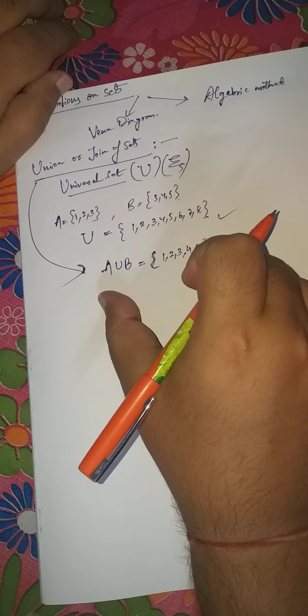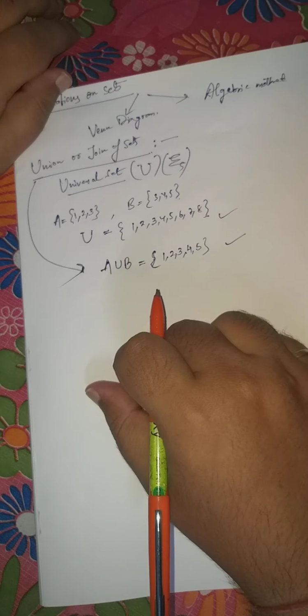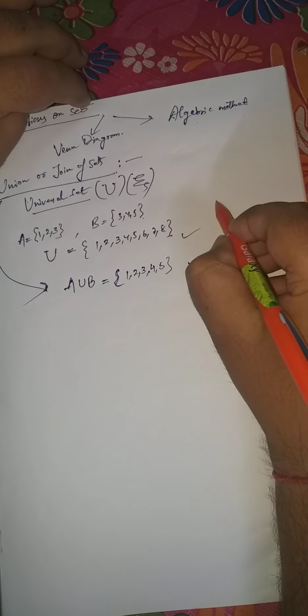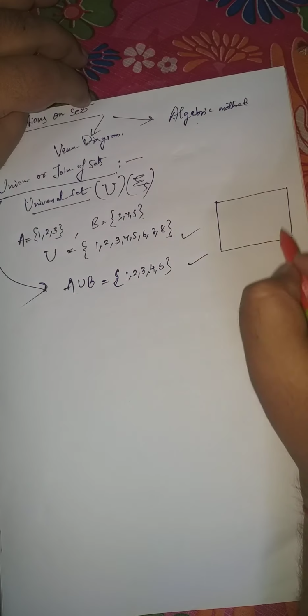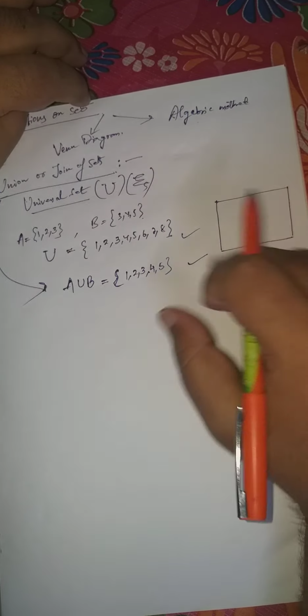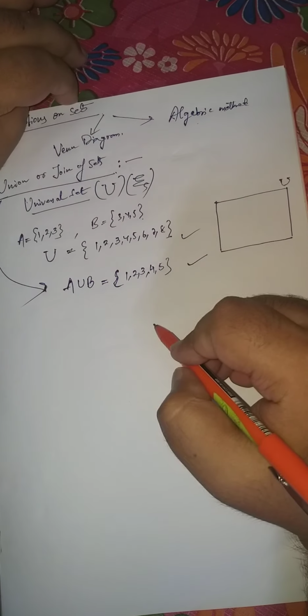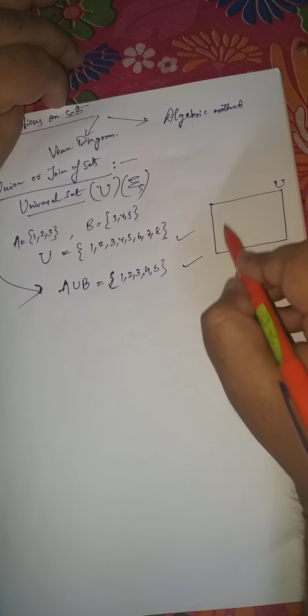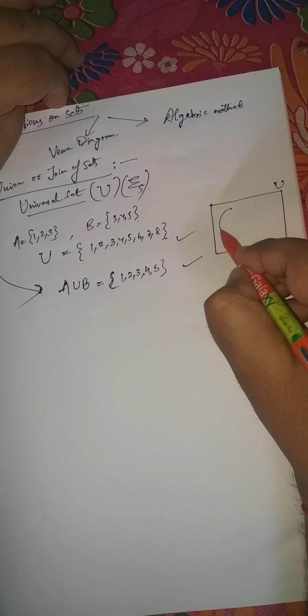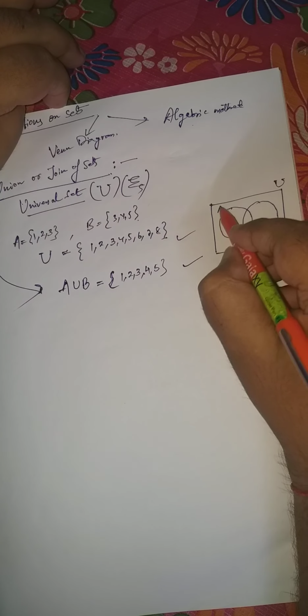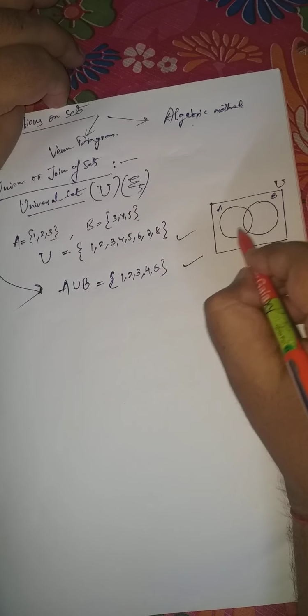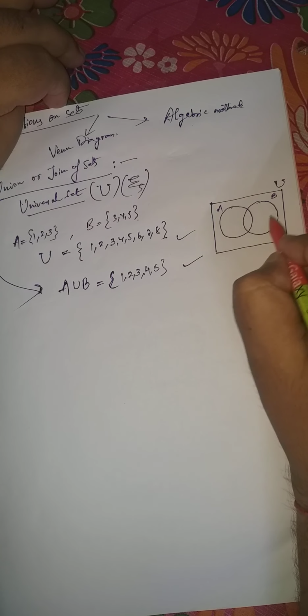Now if you want to represent the same thing using a Venn diagram, how to do it? A Venn diagram is always represented first in the form of a rectangle. Just draw a rectangular shape, and this rectangle represents the universal set. Then just draw two circles and consider them to be A and B. The first circle represents the set A and the second circle represents the set B.